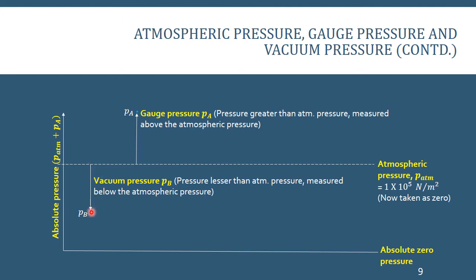The absolute pressure of this point is going to be P atmosphere minus PB, because this is the absolute zero pressure. So if we are measuring the absolute pressure at point B, it is going to be atmospheric pressure minus PB.